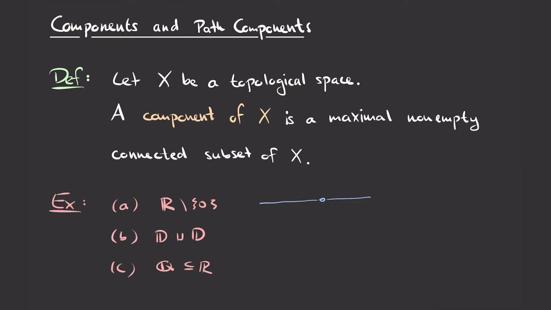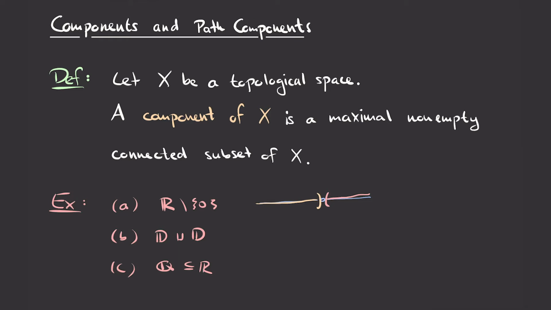However, those two open sets also form the components of the space, so they're the maximal non-empty connected subsets of the space. So one of them is the negative numbers, which I've drawn in orange, and the other component is the positive real numbers, which I'm drawing here in red. So the real line without the origin has 2 components, namely the negative real numbers and the positive real numbers.